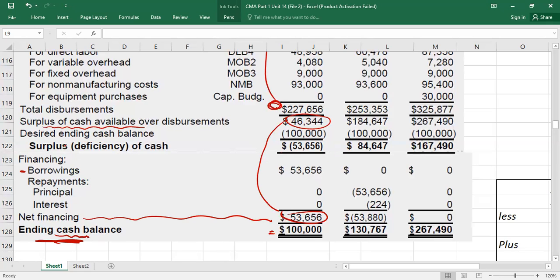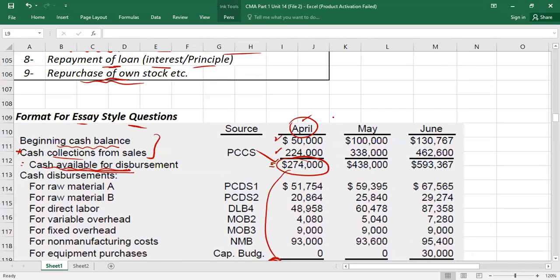And if you remember, our desired ending cash balance was 100,000. But do not worry, just take this value plus or minus the total of the net financing section. So you're going to get the ending cash balance. Okay, so then the ending cash balance of April is going to be the opening balance for May.